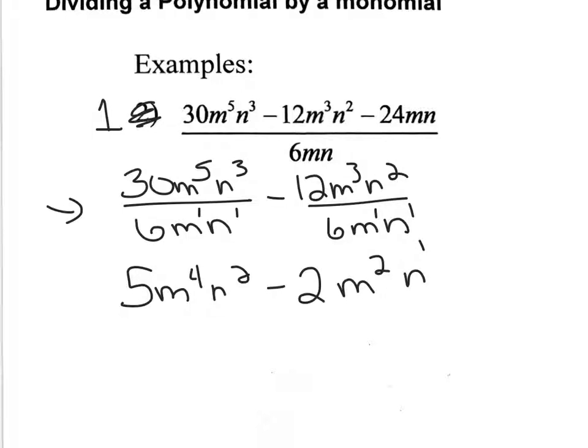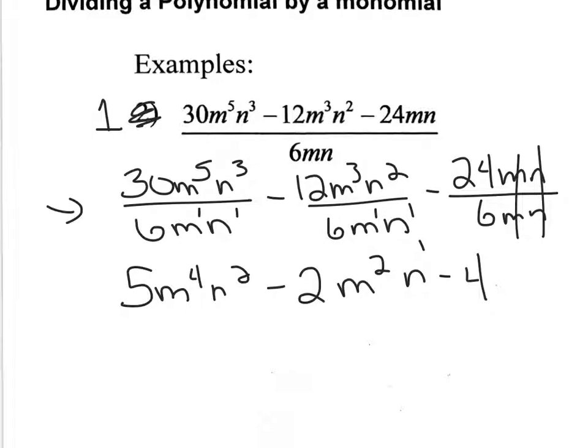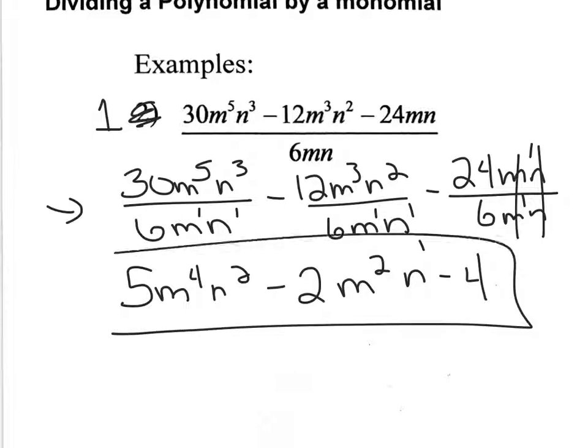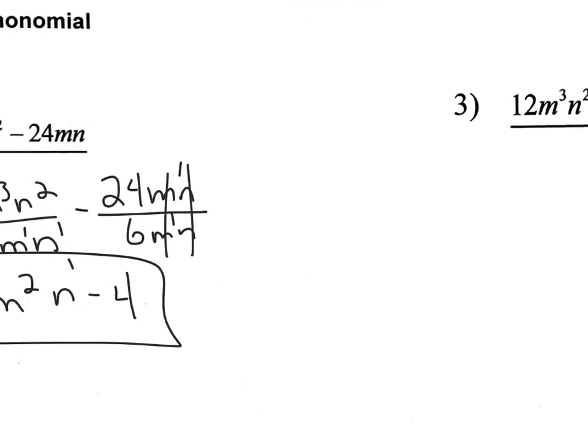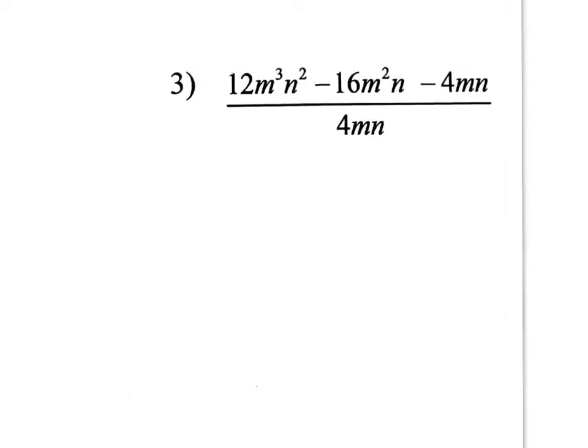And then the last one, negative 24mn over 6mn. Negative 24 divided by 6 is a negative 4. The m's are the same, and the n's are the same. If you want to think about it, 1 minus 1 is 0. So the variables are gone. You're just left with that as an answer. And then finally the last one here.